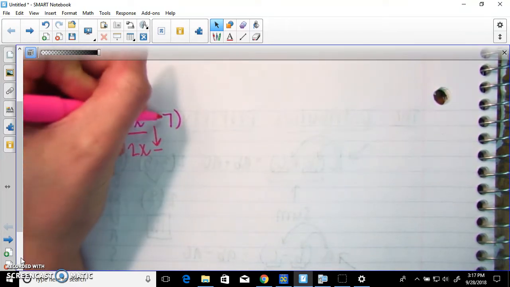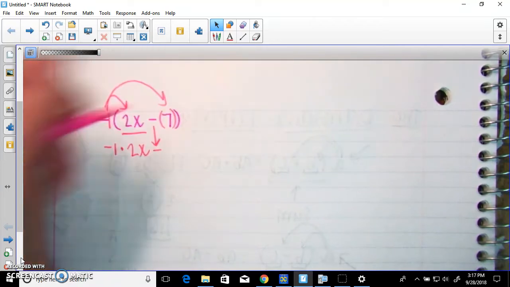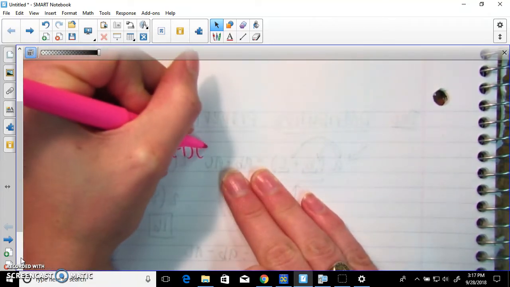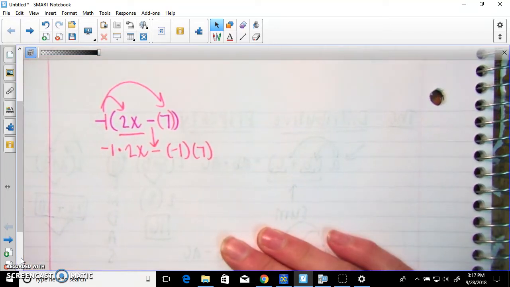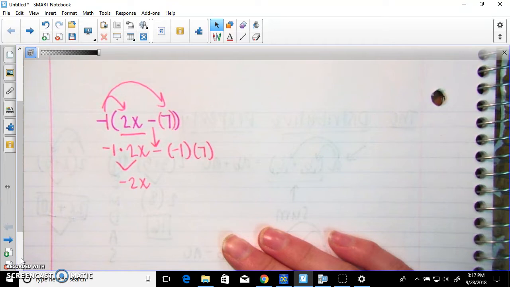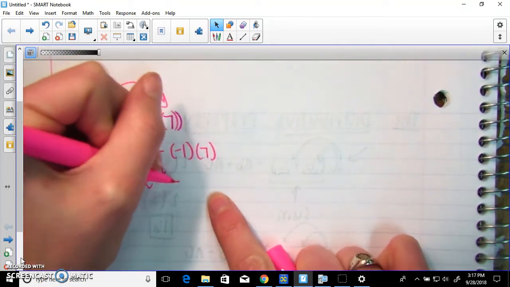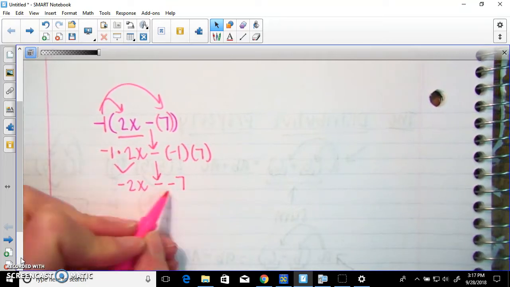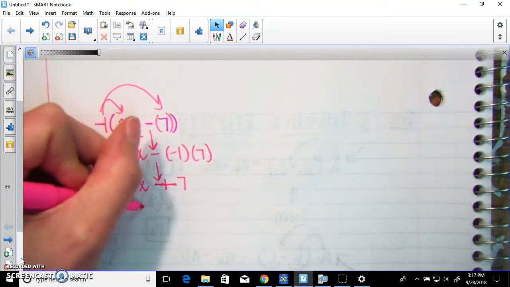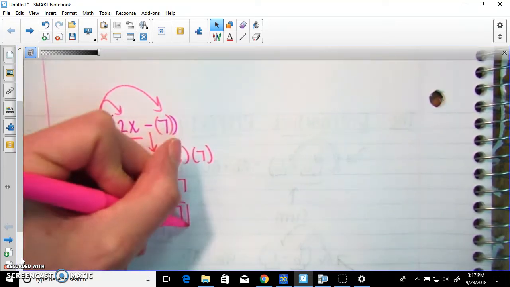I'm going to leave the minus here and treat this as a positive 7. And again, then I have negative 1 times positive 7. So let's simplify. Negative 1 times 2x becomes negative 2x minus negative 1 times 7 is negative 7. I have a double negative here, minus negative, so this can become a positive. So negative 2x plus 7 is our simplified answer.